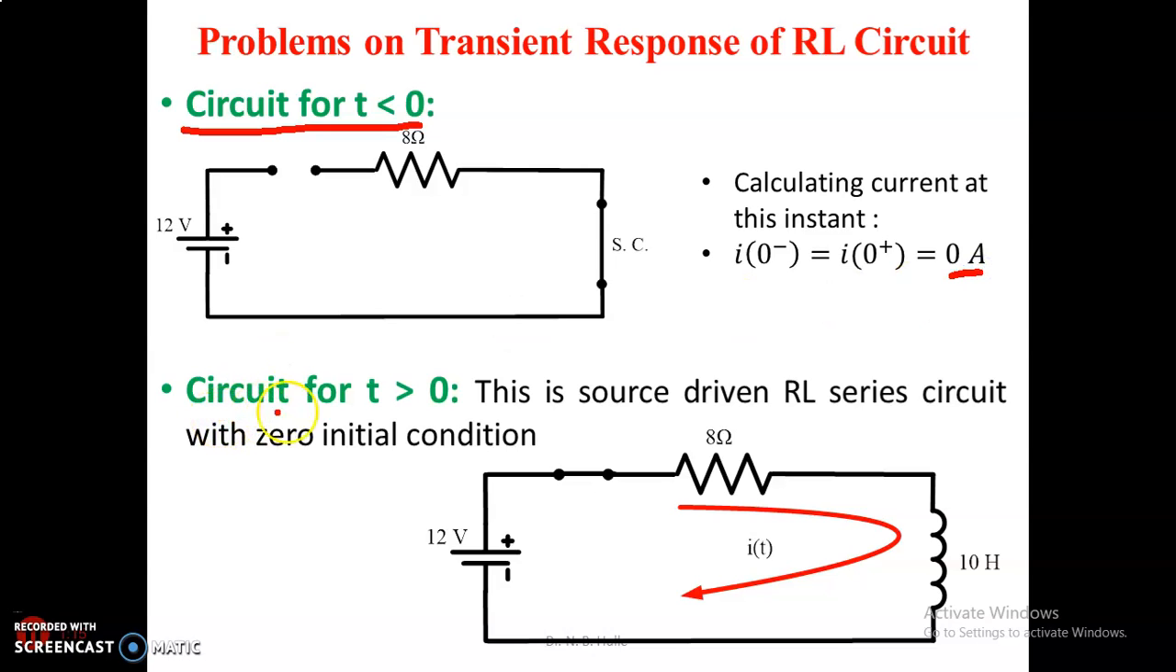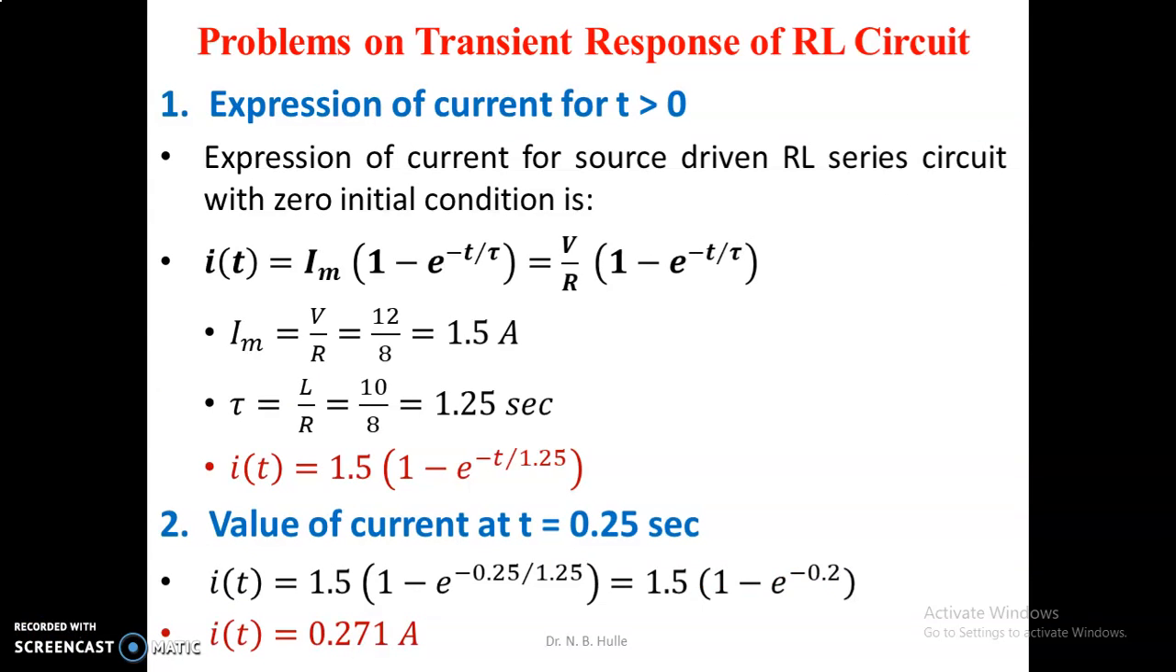Now we will draw the circuit for t greater than 0. In that particular case, the switch is closed. Now the source is connected to the circuit. That's why it is a source driven RL series circuit with 0 initial condition, because in this particular case the initial condition in this circuit is 0. Now with this background we will try to find out all these values.